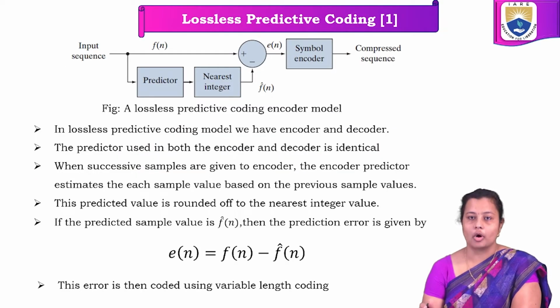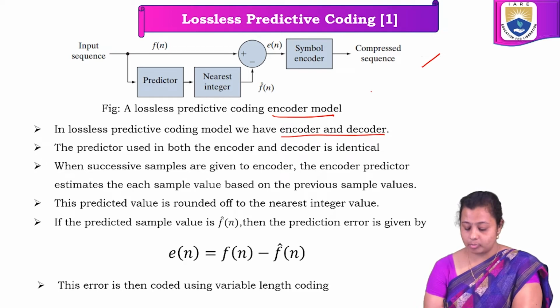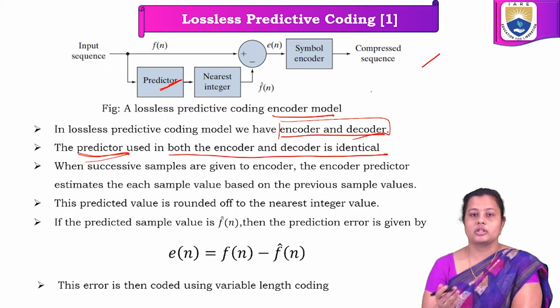We will see using this block diagram. We have two types of predictive coding. As I said before, it can be either lossy or lossless. So here we start with lossless predictive coding. In lossless predictive coding, we have two models, an encoder and a decoder. In both the encoder and decoder, the block we use is called a predictor. The predictor block is identical in both the encoder and the decoder.